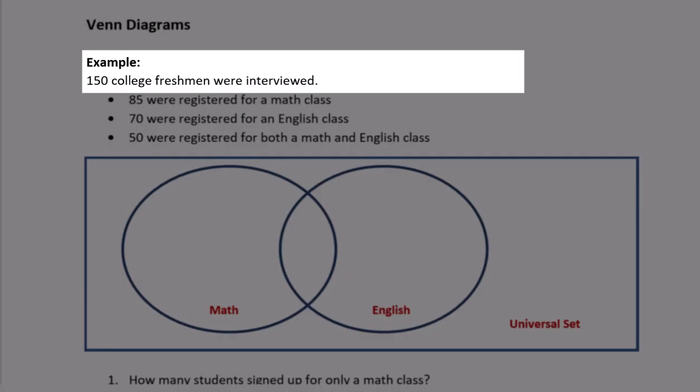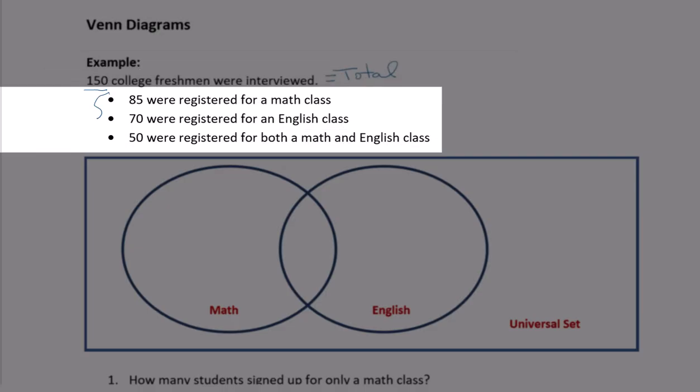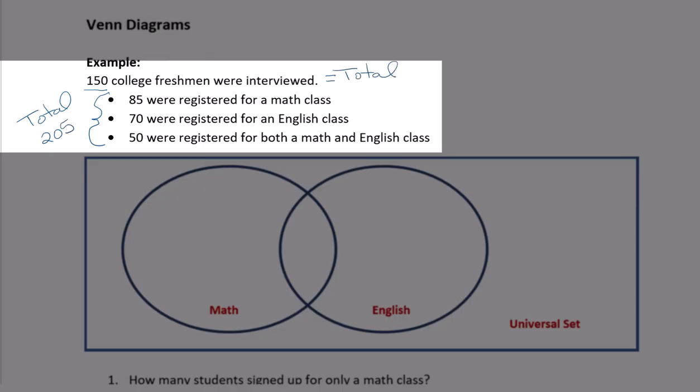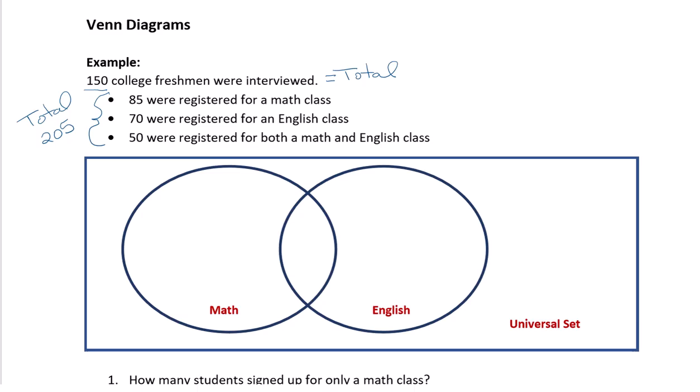The problem here is they gave us a total of 150 college freshmen being interviewed. Yet if we added up all of the information given here, it totals 205 students. We're assuming that information was independent of each other, but it's not. So here's how I recommend going about filling out our Venn diagram.